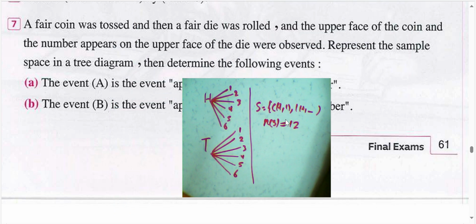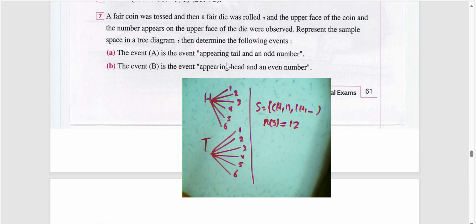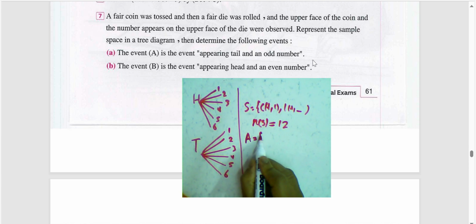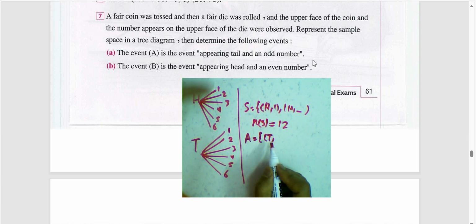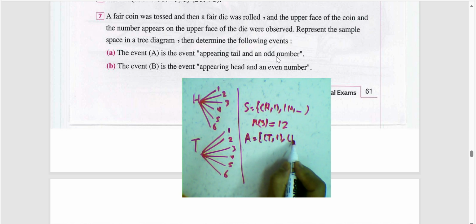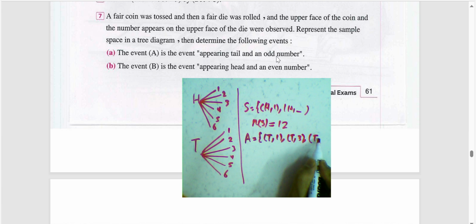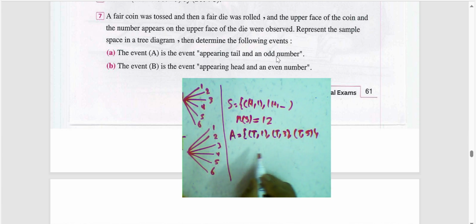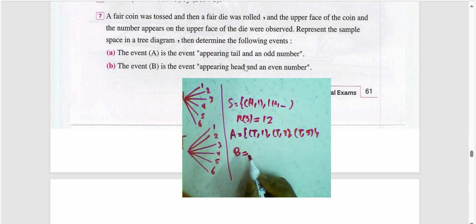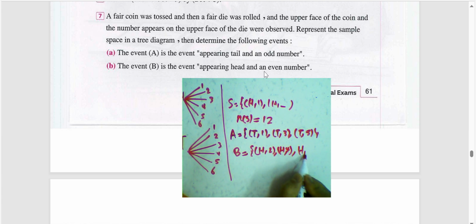Okay, he asked about getting tail and an odd number. Then we must write E here equal to the outcomes. The first here was tail, and the second odd: T and 1, and also T and 3, or T and 5. Those are odd numbers. And for a pairing of head and an even number, we have even 2 or 4 or 6. 1, 2, 3. Okay, solution.